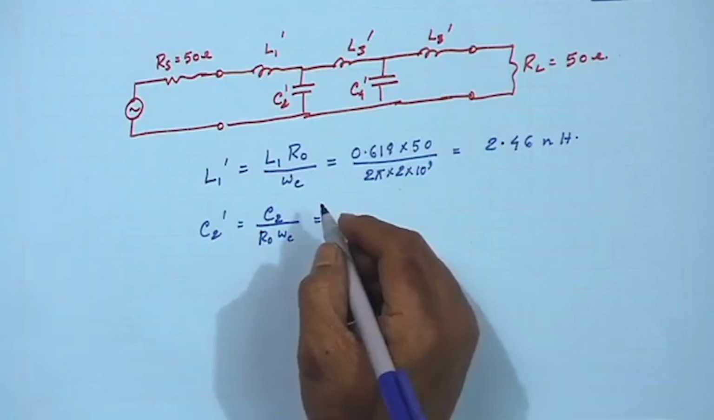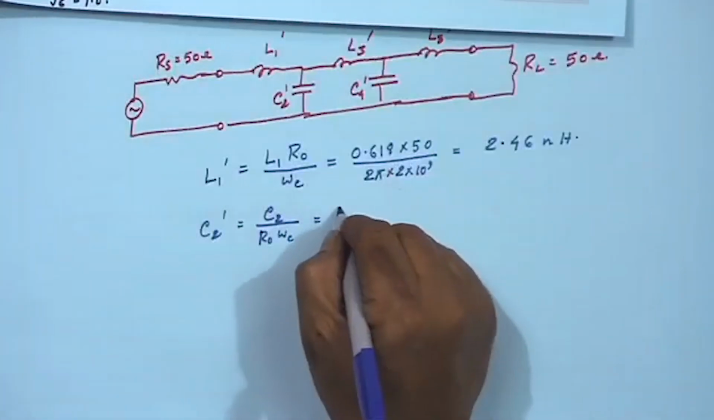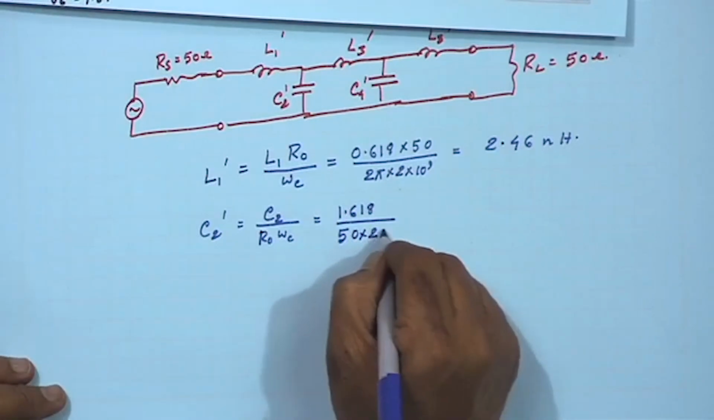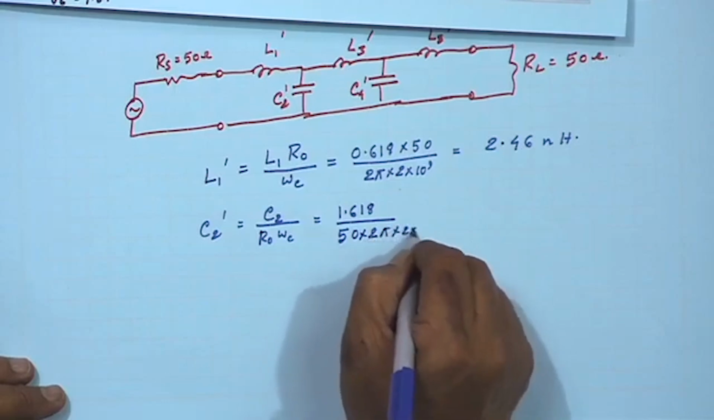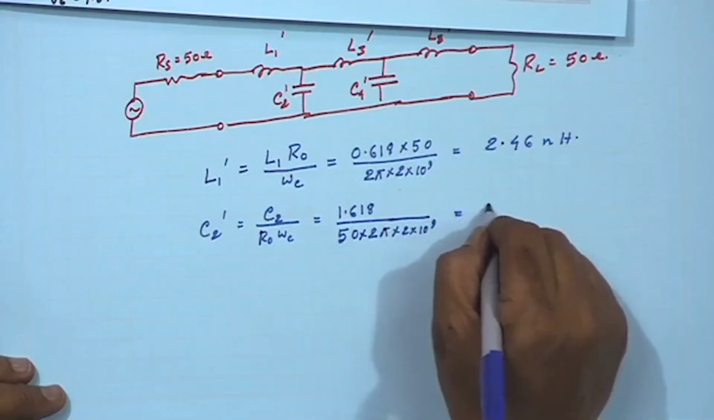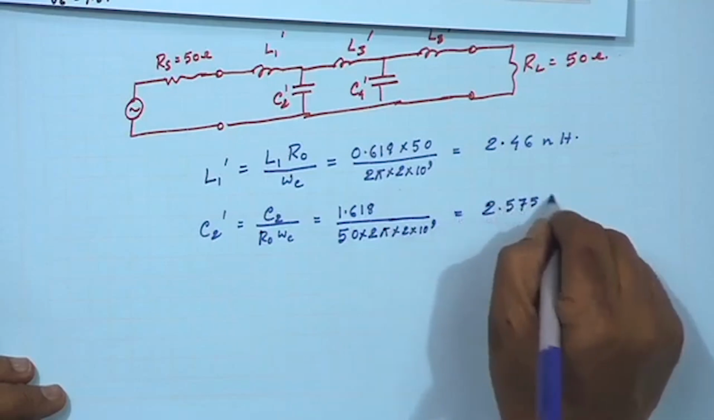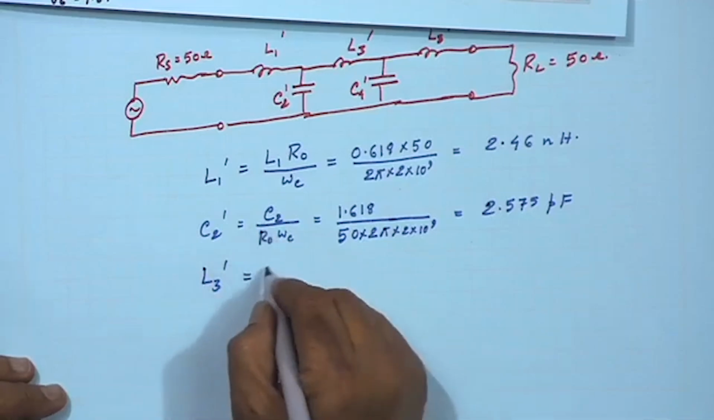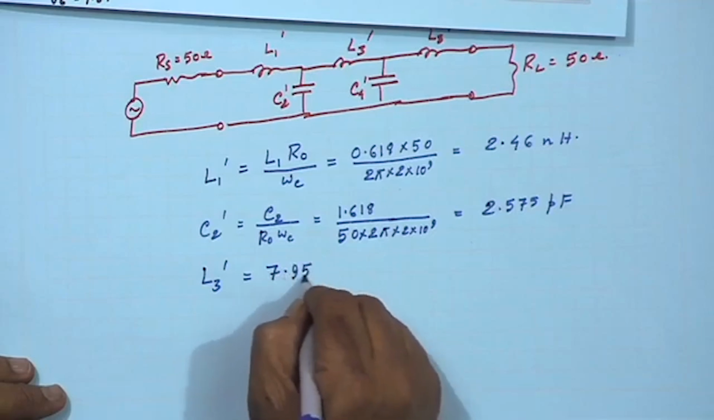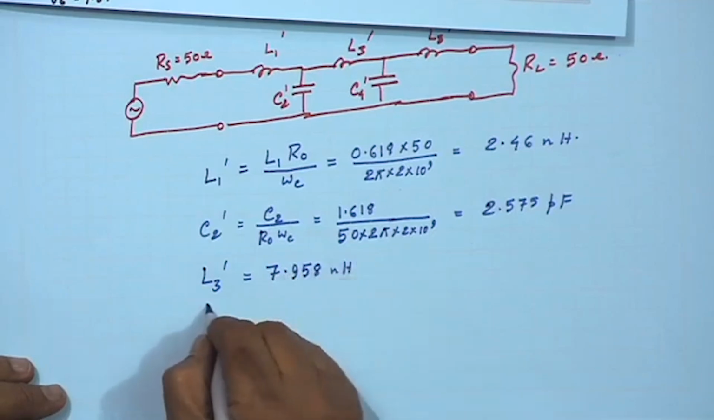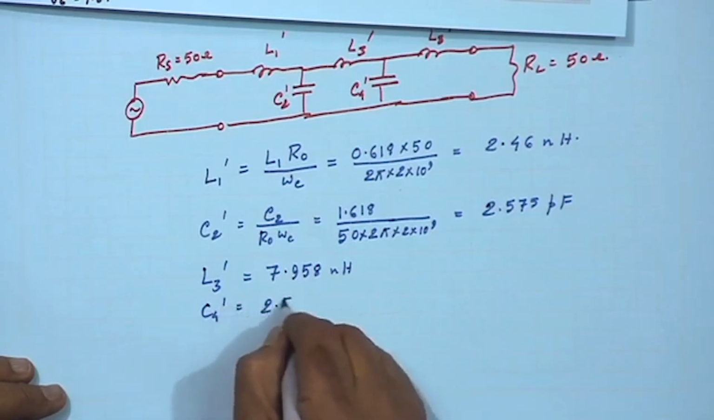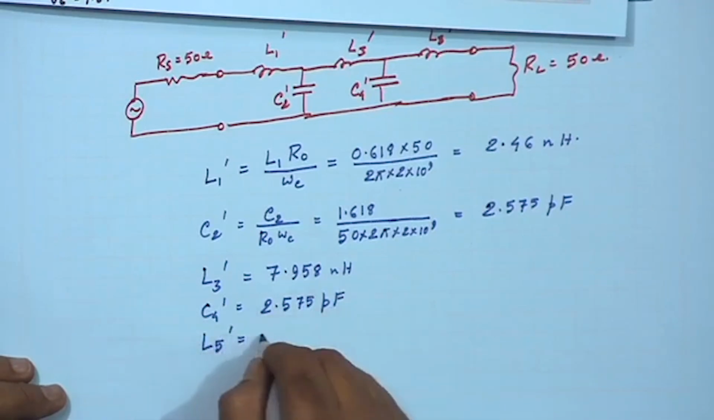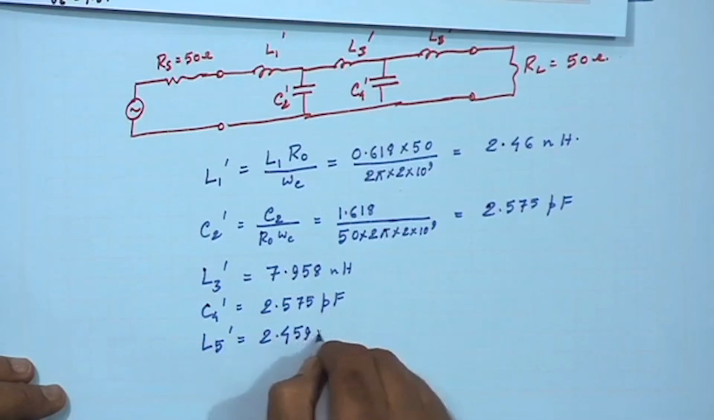Now, C2 you can see that it will be 1.618 from the table, 1.618 by 50 into 2 pi into 2 into 10 to the power 9 is equal to 2.575 picofarad. Similarly, I think now you can go on your own. L3 dashed, you will get the value 7.958 nanohenry. C4 dashed will be 2.575 picofarad, and L5 dashed is equal to 2.459 nanohenry.